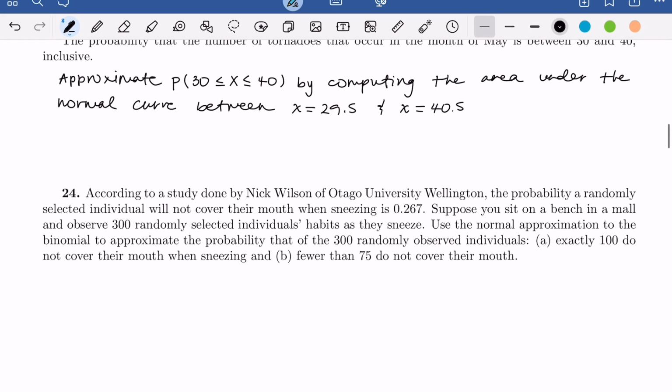Let's look at question 24 here. So, according to a study done by Nick Wilson of Ottawa University, the probability a randomly selected individual will not cover their mouth when sneezing is given by 0.267.